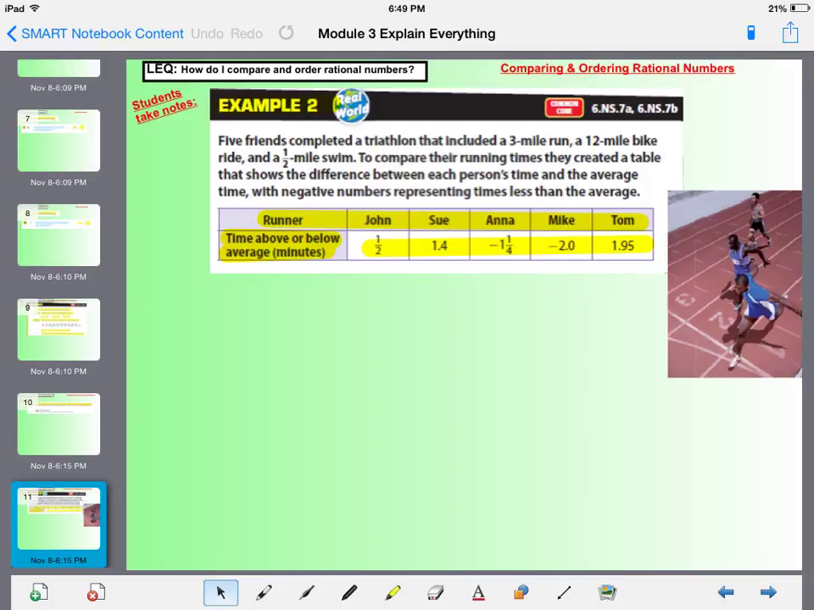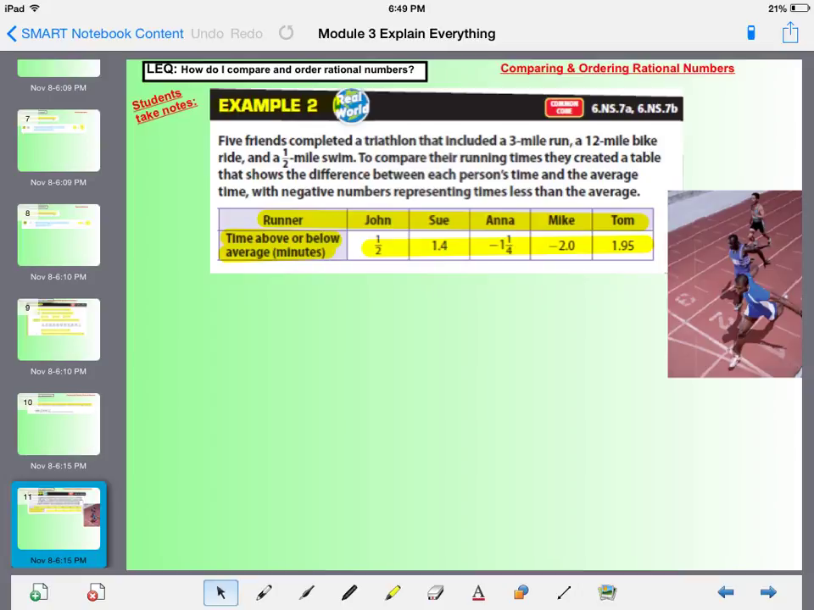So my first recommendation every single time we see a table or a graph is always to interpret it, become familiar with it, and understand it before you answer absolutely any question from it. So we have John. These are the runners. We have John, Sue, Anna, Mike, and Tom.